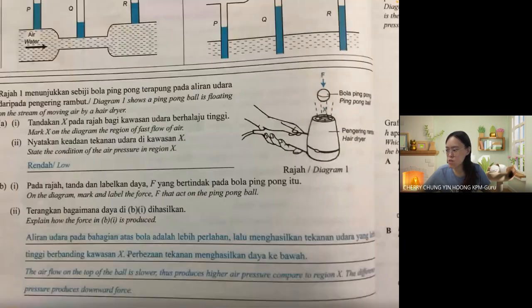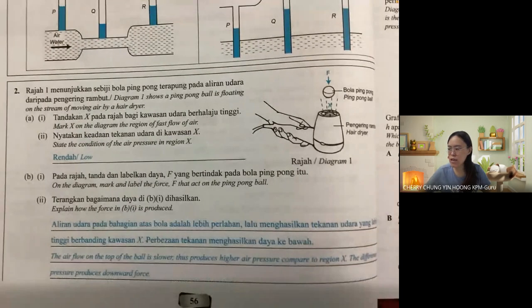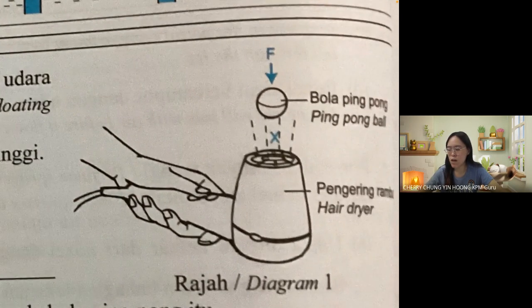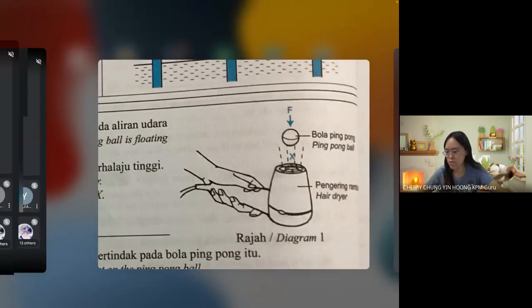Okay, so 这个就是 hair dryer and the ping pong ball. Okay, so 你这边你就会看到，如果你看到这个 diagram 的话，你就会想到它是 related to Bernoulli's principle already. Okay, so mark an X on the diagram. Okay, the region with a fast flow air 就是在中间这边。OK，在中间这边你放一个 X。OK, because the airflow from the hair dryer is the highest. OK, highest velocity.